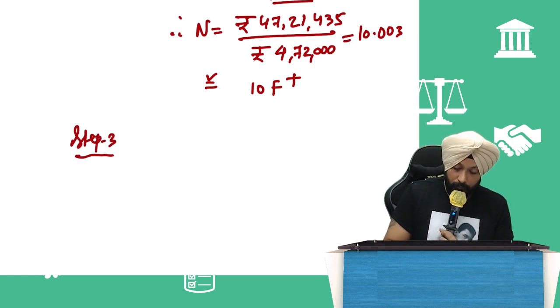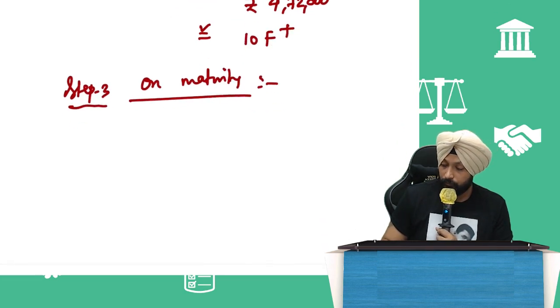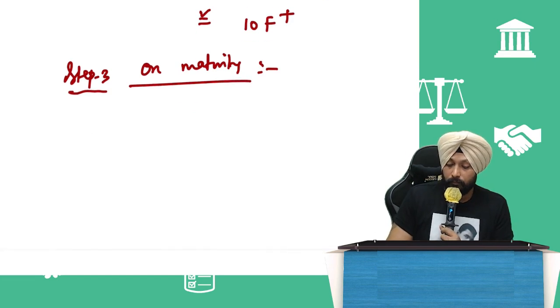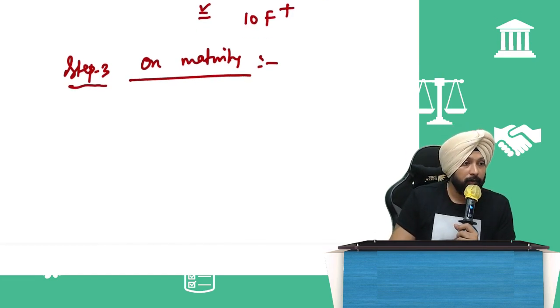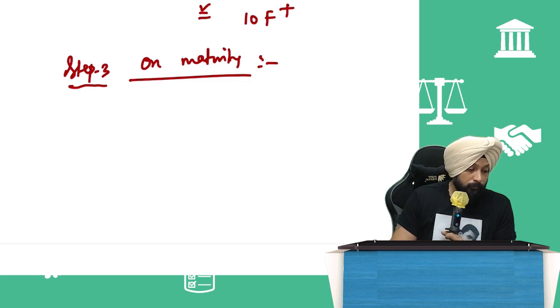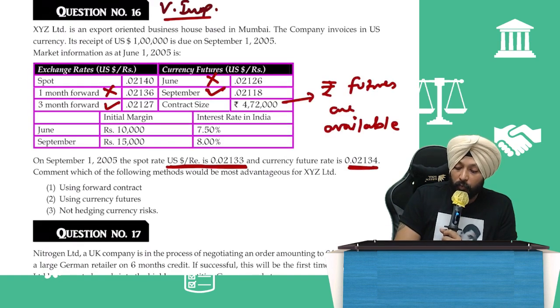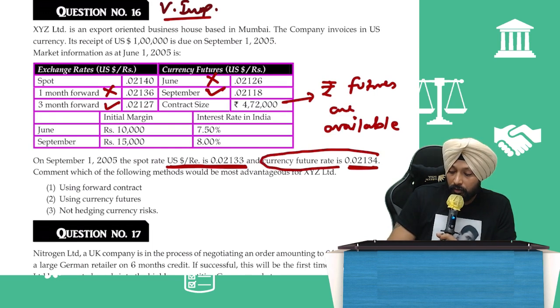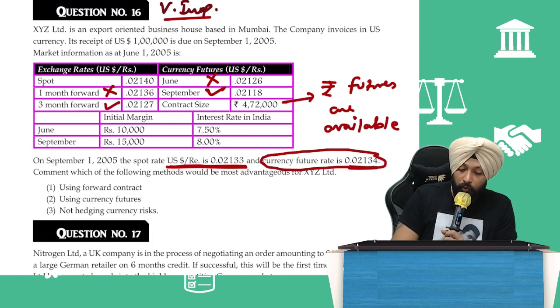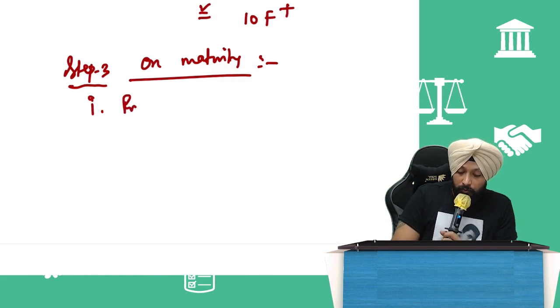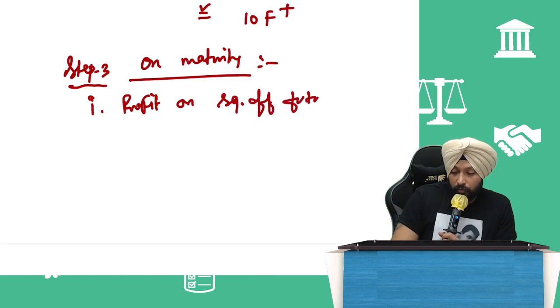Step 3, on maturity. See, you have taken futures at 0.02118. Now the price of future has become 0.02134. You have taken a long position at 0.02118. This is the future price, which is 0.02134. So there is a profit on squaring of futures. Please write profit on squaring of futures.